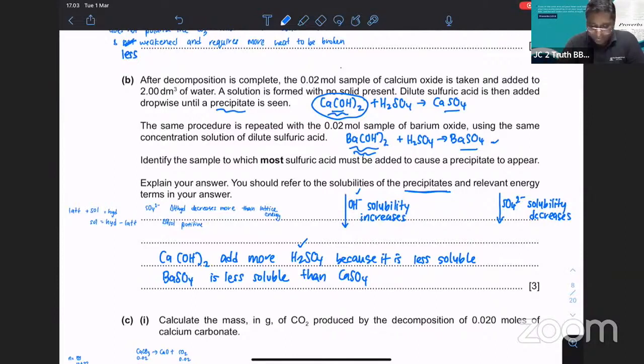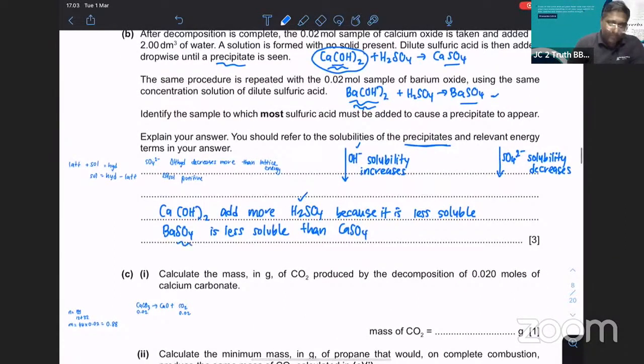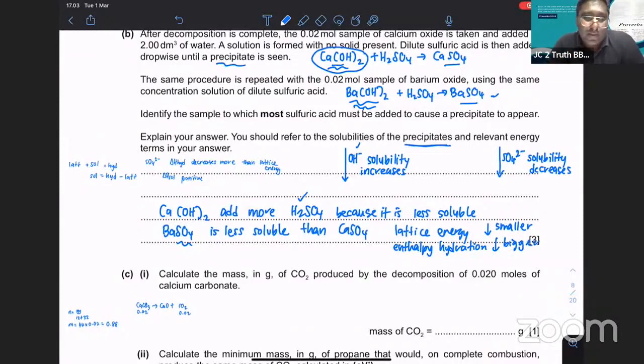If sulfates, let's talk about sulfate. Then you need to talk about the lattice energy. Both of them, the size is increasing, but the lattice energy will decrease, smaller value. But the enthalpy of hydration is going to decrease more, a bigger value compared to lattice energy. This is for sulfate.